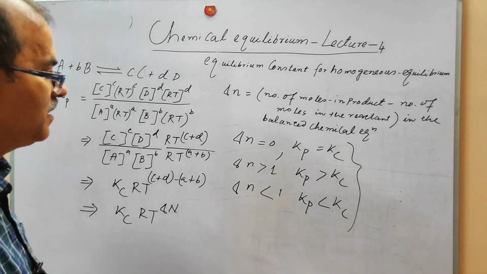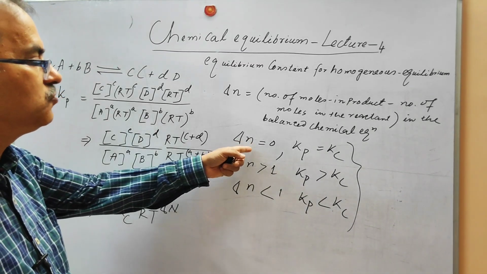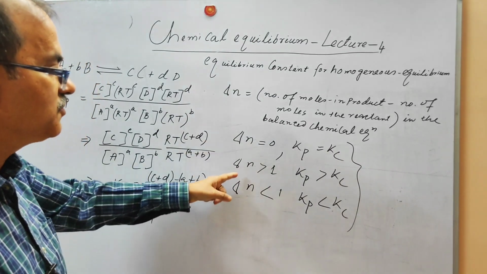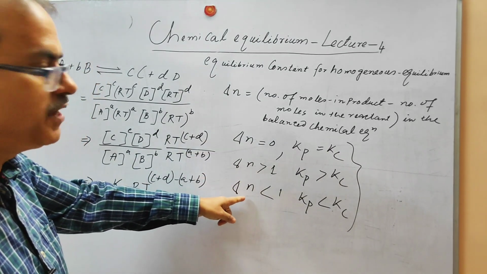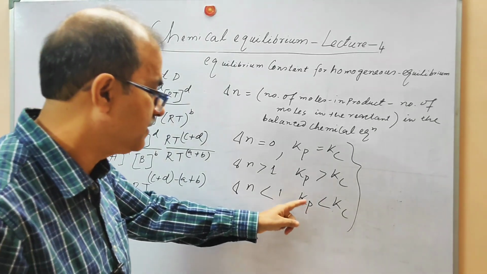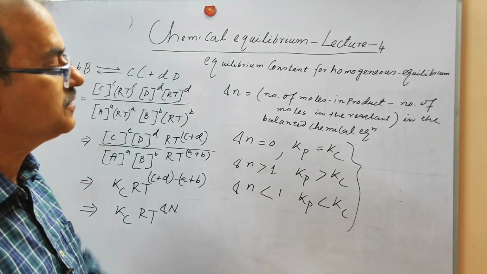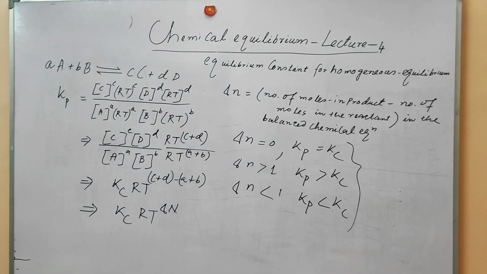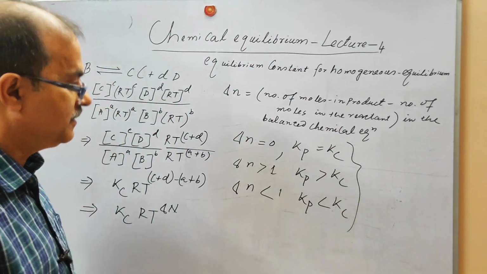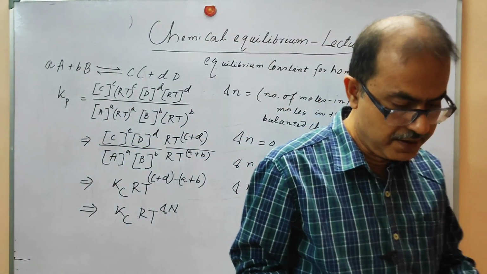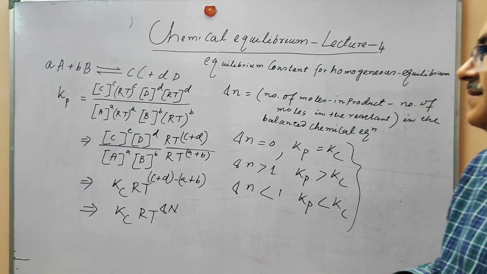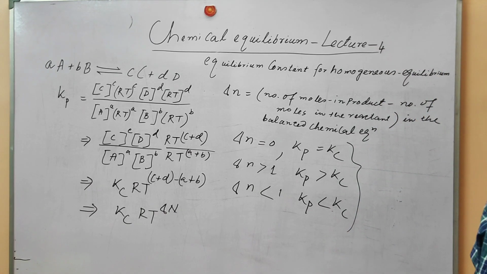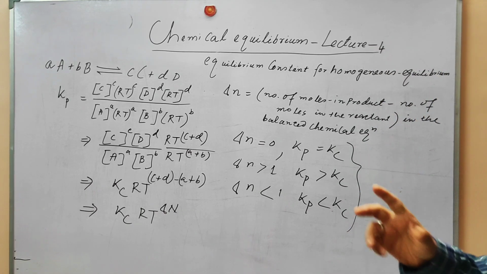Three cases normally arise. As for example, H2 plus I2 gives HI, we have found Kp is equal to Kc. For ammonia and hydrogen, we will find that Kp is less than Kc. And for the other reactions, we will find this also. Okay, I think this is well understood. Now we do some numericals that may come in your examination, and that will help you to understand this concept very well.